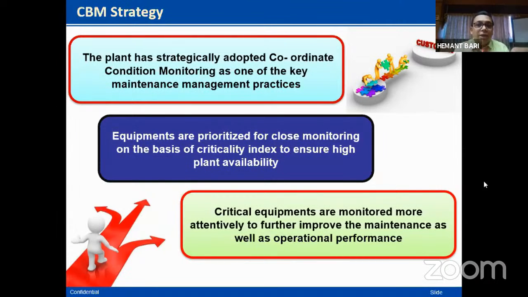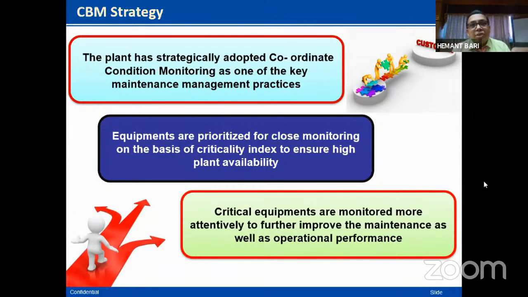Okay, so coordinated condition monitoring is a key maintenance practice. Equipments are prioritized for close monitoring on the basis of criticality index to ensure high plant availability. Means जो machines ज़्यादा critical हैं उनके लिए ज़्यादा monitoring होगा, जो machines less critical हैं उनके लिए कम monitoring होगा. Means what? The turbine, very important and prime auxiliary, you can say, in any power plant. So we'll monitor on a daily basis.